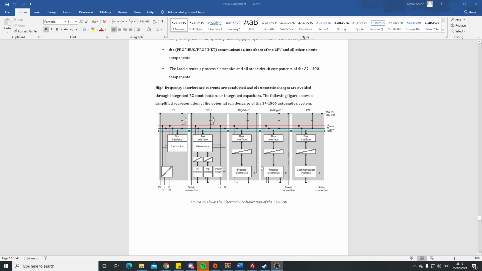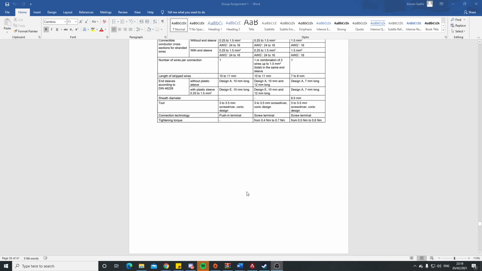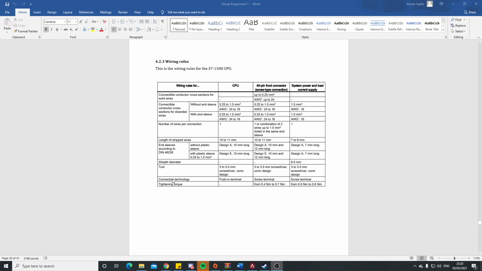You see the bus interface. And then we go to the wiring rules. It's very important. These are the wiring rules for the S7-1500 CPU. This is for wiring, the conductor cross section. This is the specification of the length of wire, the tool, the connection technology. The torque is very important also. You can see the table.